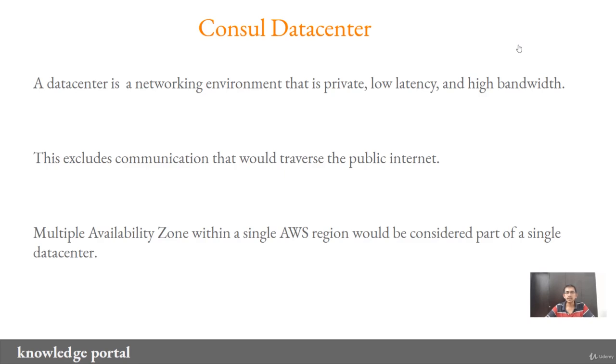Now one more important terminology that we need to know is the Consul data center. So a Consul data center is a networking environment that is private, low latency and high bandwidth. So this excludes communication that would typically traverse over the public internet. Now generally if you have worked with AWS, multiple availability zones within a single AWS region would be considered as part of a single data center.